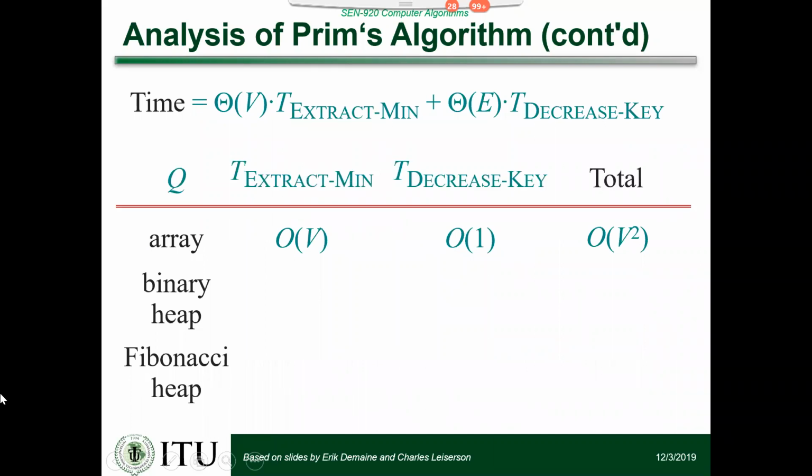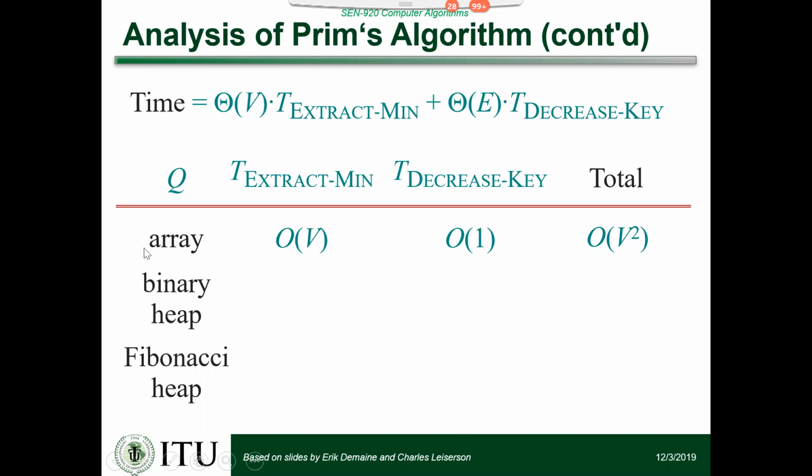We're going to compare different implementations of the priority queue. We're going to look at 3 different ways to implement a priority queue, and their corresponding Prim's algorithm runtime will also be shown here.